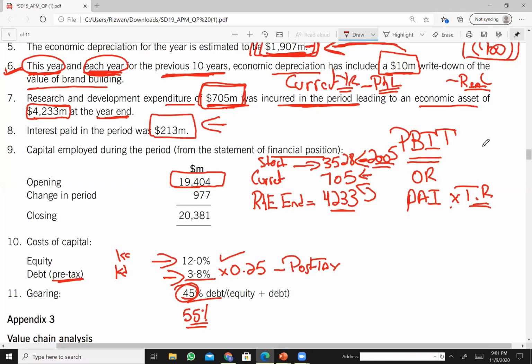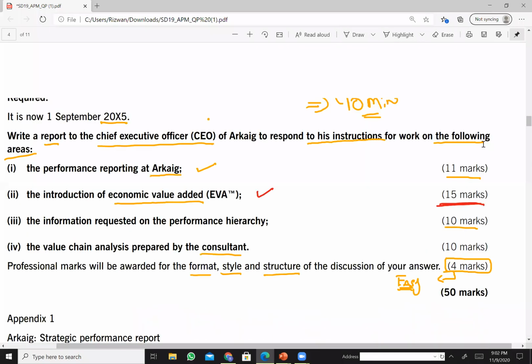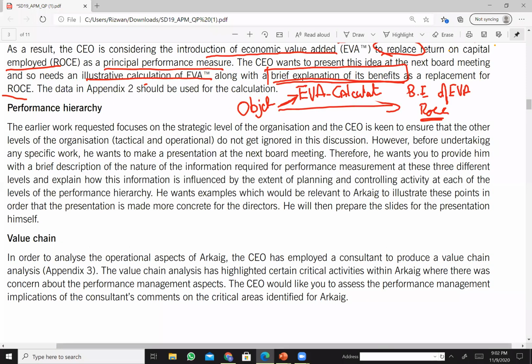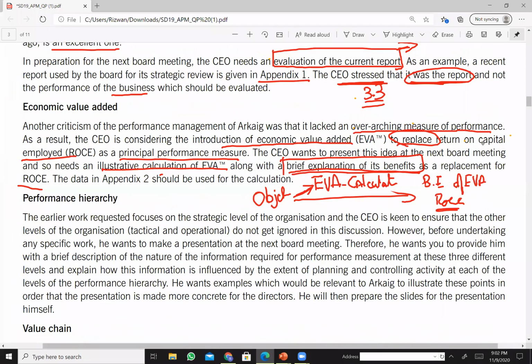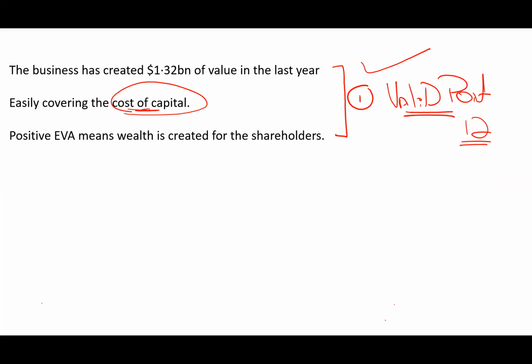My friends, your examiner mentioned such a pathetic mistake done by your friends in the past. And what is that? Let me tell you. The second paragraph said that the CEO wants to present this idea at the next board meeting, so need an illustrative calculation along with brief explanation of its benefit as a replacement for ROE. Now you have to tell those benefits of EVA that are as a replacement of ROE.